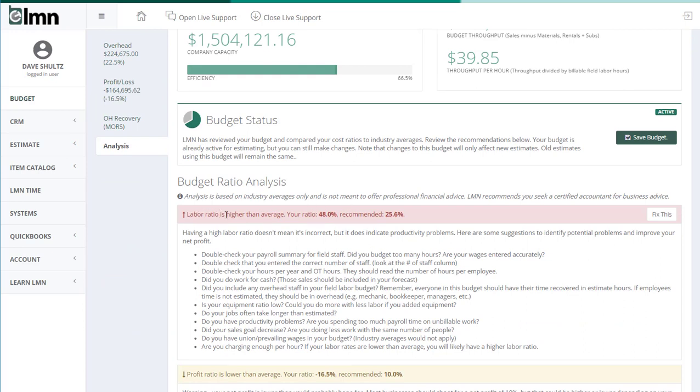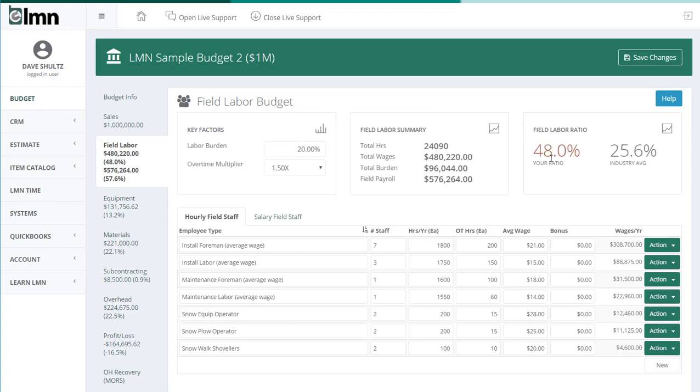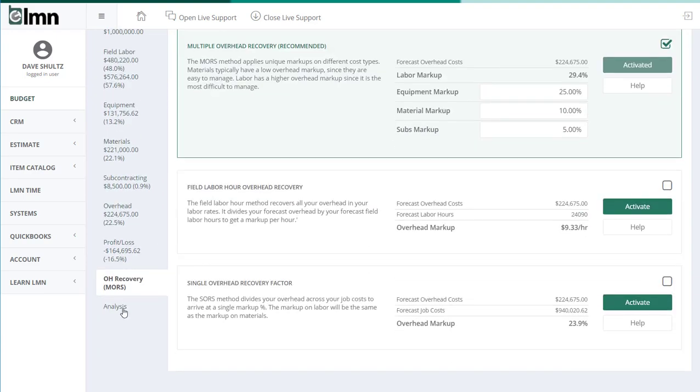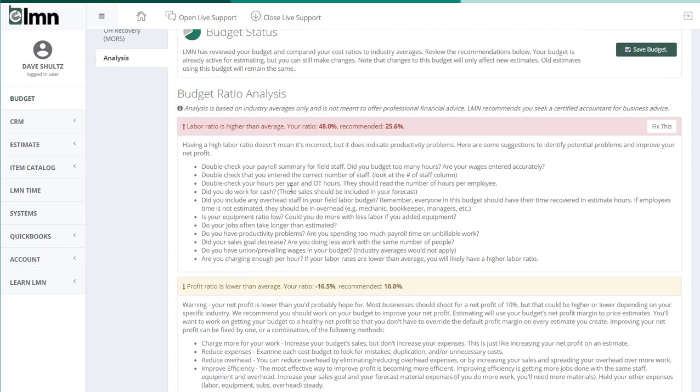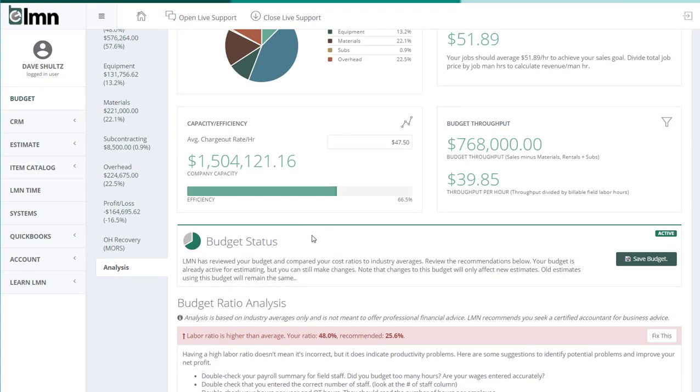It says your labor ratio is higher than average. Your ratio is 48%. The recommended is 25.6. So it's looking here and saying your spend on labor is a lot higher than the industry average. And this is something that's either a mistake or you need to fix. So it's going to ask you some questions. Double check your payroll summary. Make sure you've got the correct number of field staff. Make sure you've got the right amount of hours. Look at your hours per year and your overtime hours. Did you do work for cash? Maybe you're counting the expenses but not counting the revenue. Do your jobs often take longer than estimated? It's going to go through a bunch of questions here to help you get your numbers on track.